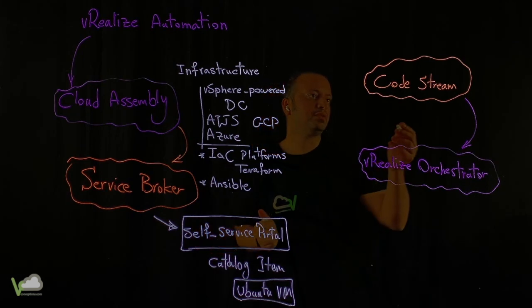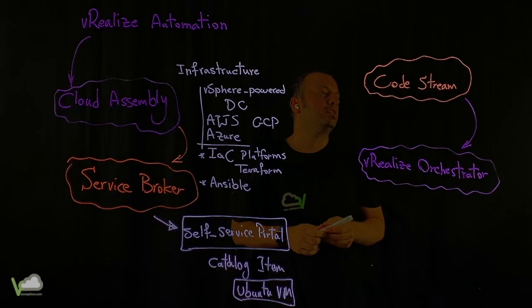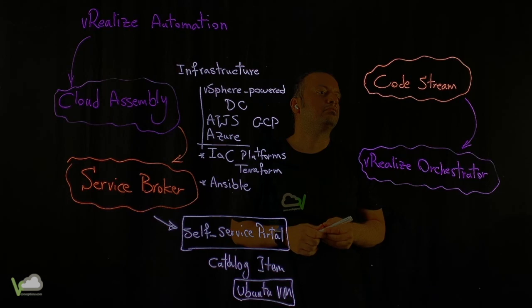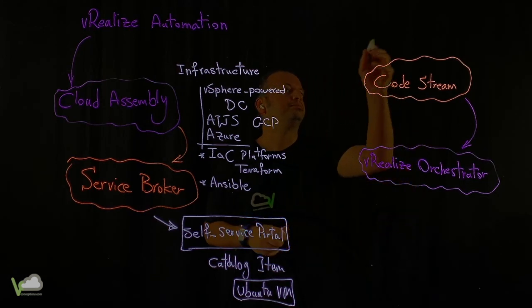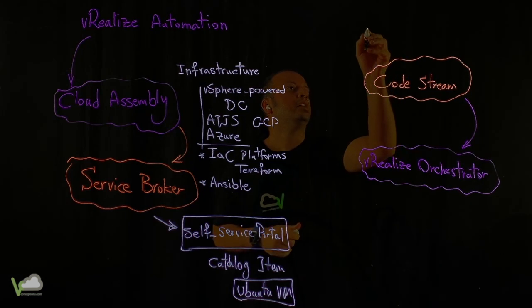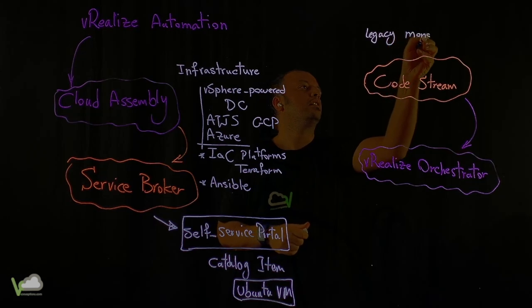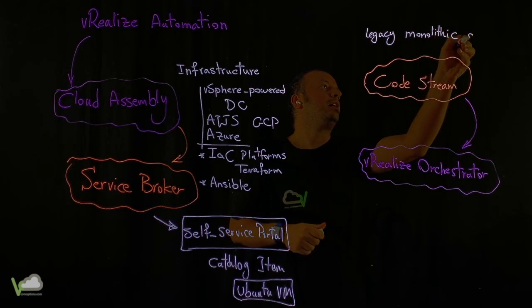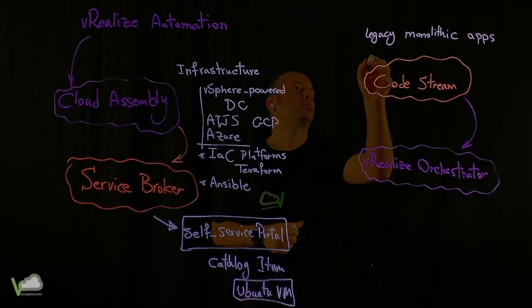So the next component is CodeStream. CodeStream is, let's say, an application development platform. You can develop legacy monolithic apps as well as cloud native applications.